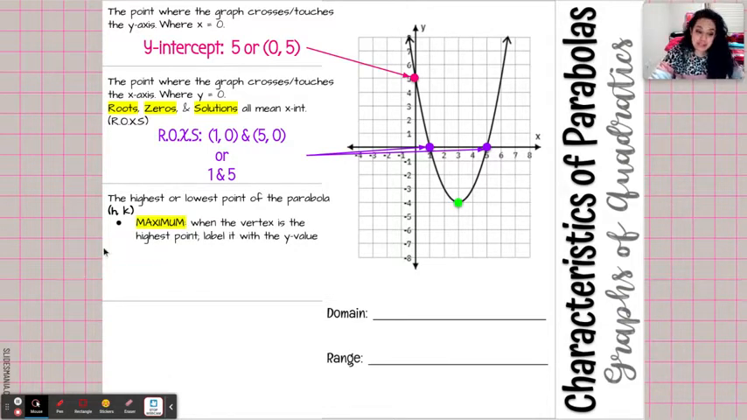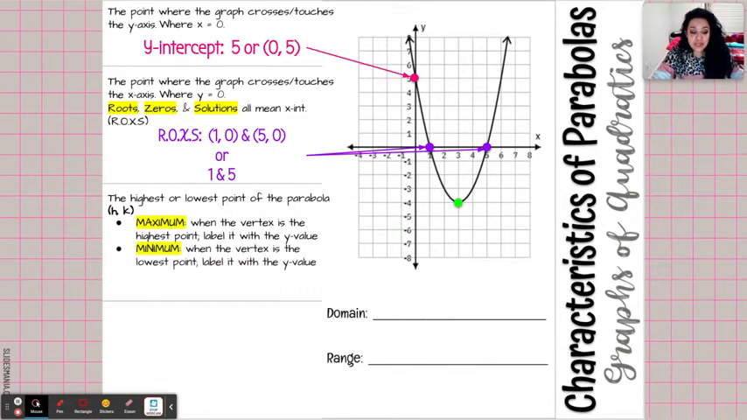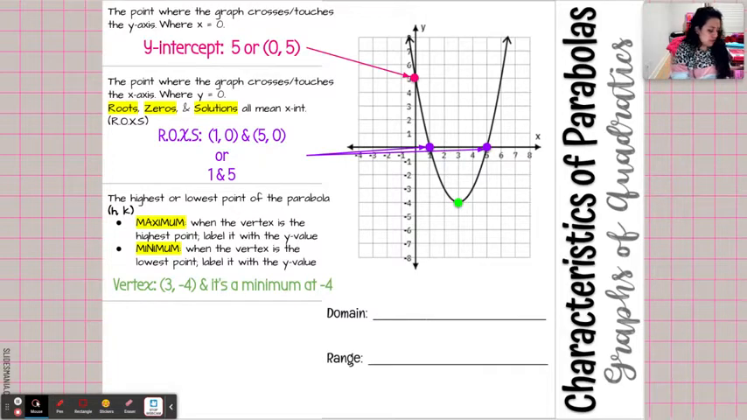If my vertex is a maximum, this is where the vertex is the highest point, and you label it with the y value. If it is a minimum, this is where the vertex is the lowest point, and you label it again with the y value. So in this case, my vertex is at (3, -4), and it's a minimum at -4. It's a minimum because it is the bottom of the parabola. We might see the parabola going downward. So if your parabola were to look like this, see how I'm holding it upside down? Now this is a maximum. It's still my vertex, but it's a maximum at that point.